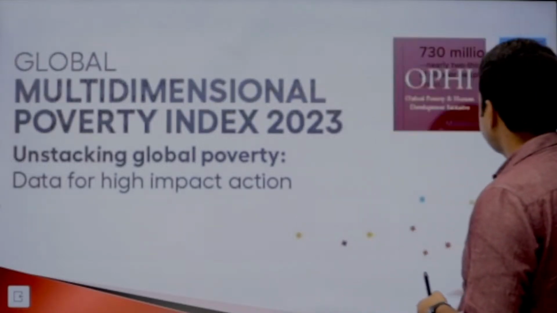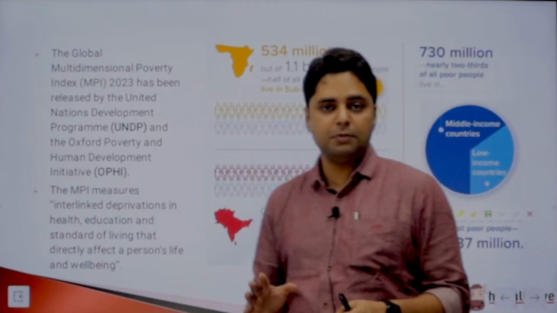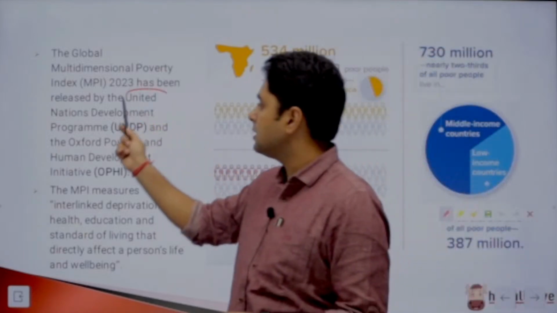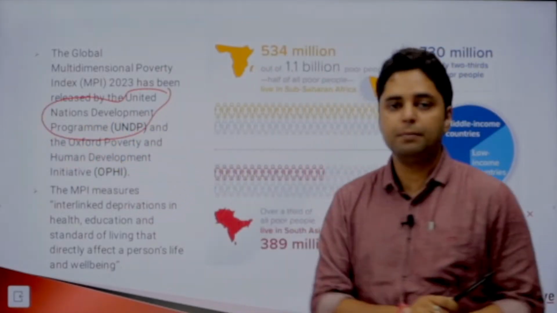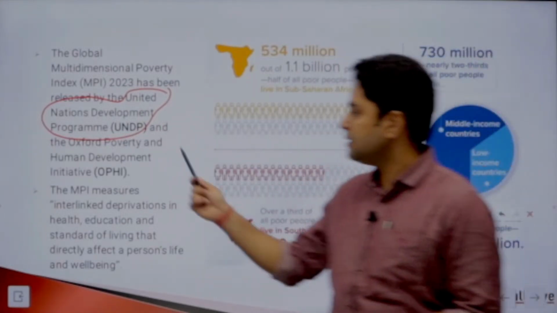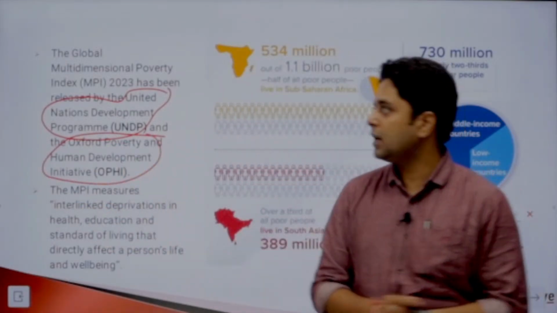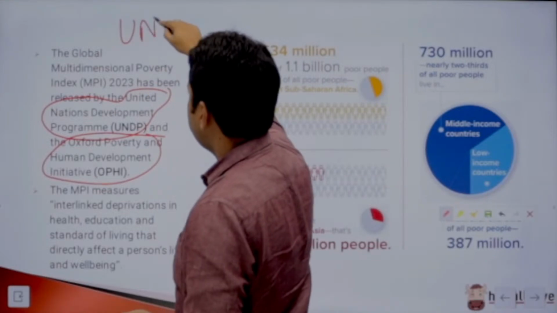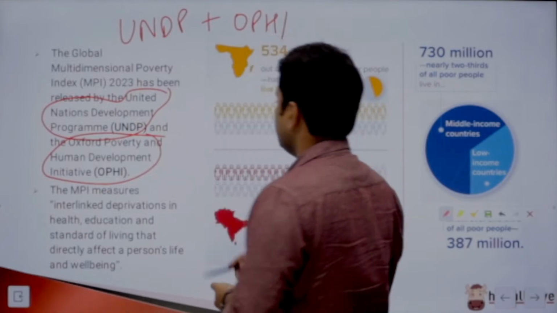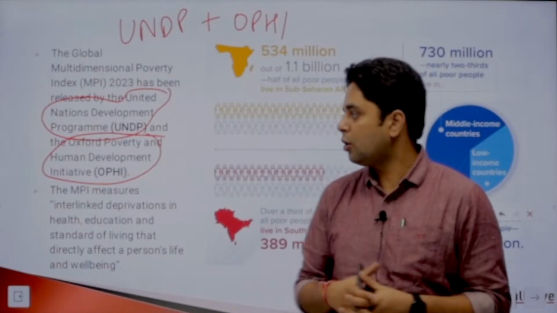So let's start. First of all, if we talk about the global multidimensional poverty index, there are two agencies that are responsible for taking it out. One is the United Nations Development Program, UNDP. UNDP is the first one. Second is the Oxford Poverty and Human Development Initiative, OPHI. So UNDP plus OPHI, Oxford Poverty and Human Development Initiative, ये दोनों मिलके इस इंडेक्स को लॉन्च करते हैं.